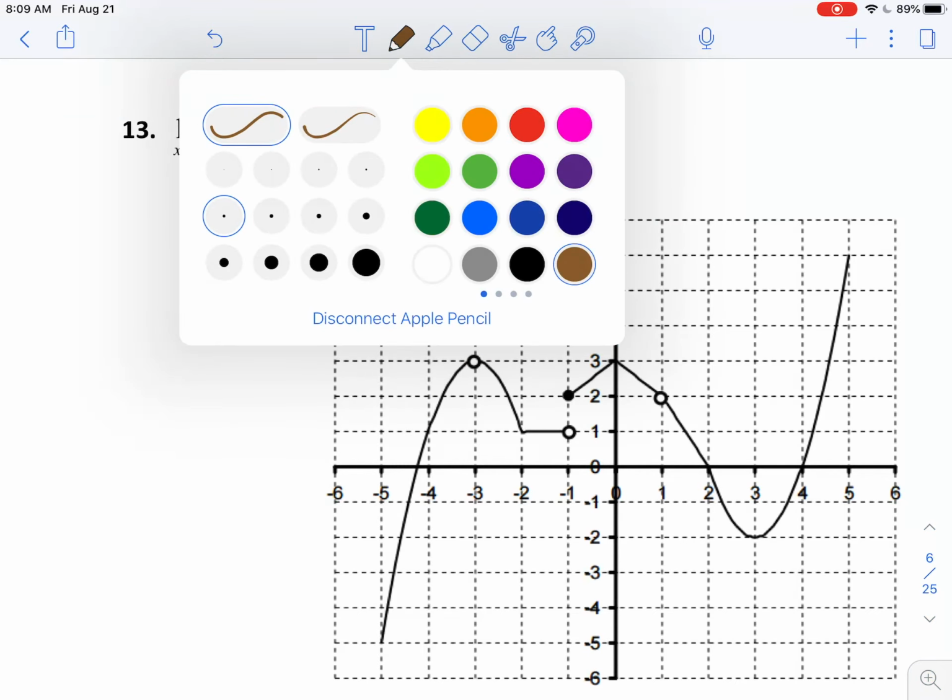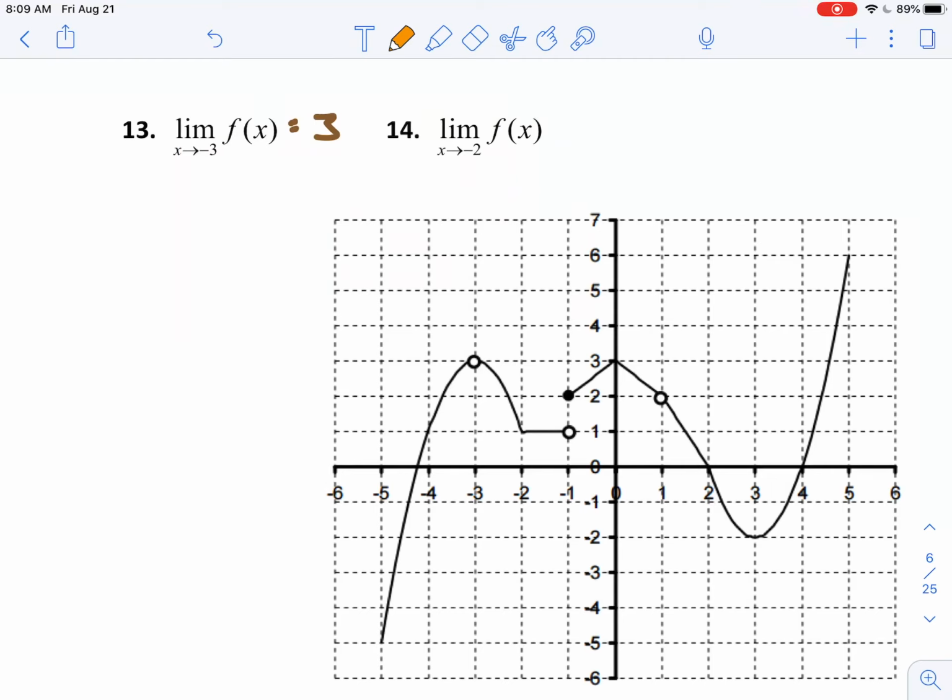Let's see, I think the last one almost here. The limit as x approaches -2. So from this side, it looks like I'm approaching a y value of 1. From this side, it's a constant 1. So I would say the limit as x approaches -2 is 1.